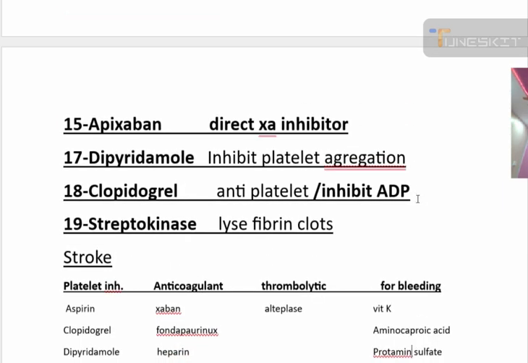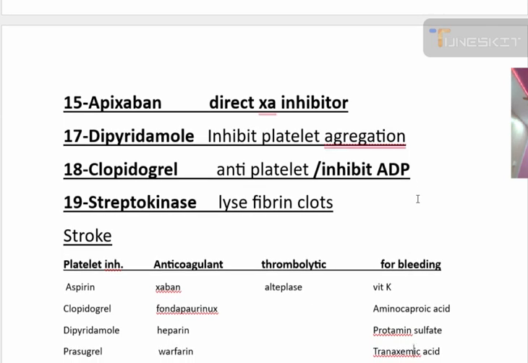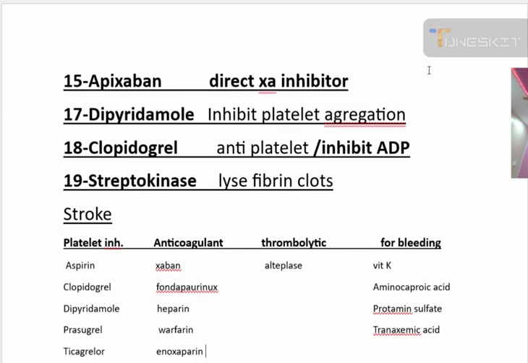Apixaban, I have told you that it is a direct factor 10A inhibitor. Dipyridamole is a platelet aggregation inhibitor. Clopidogrel inhibits ADP, an antiplatelet. Streptokinase lyses fibrin clots.